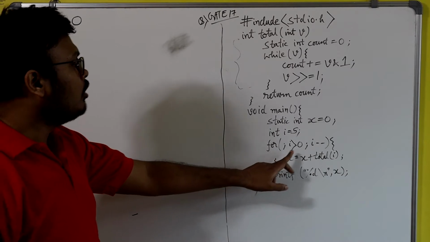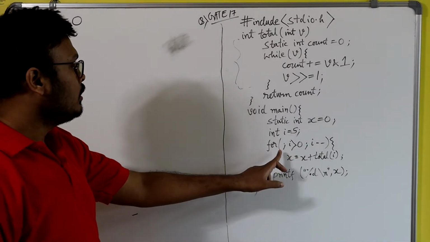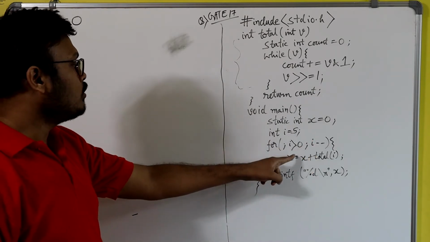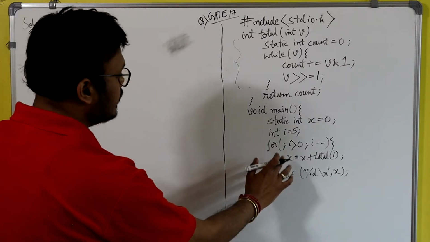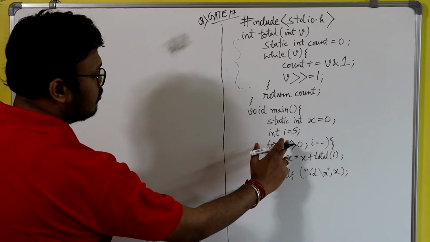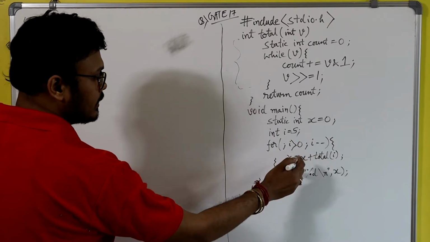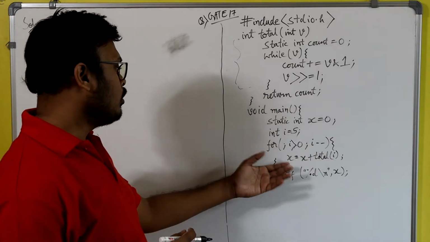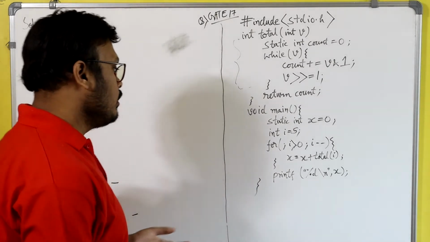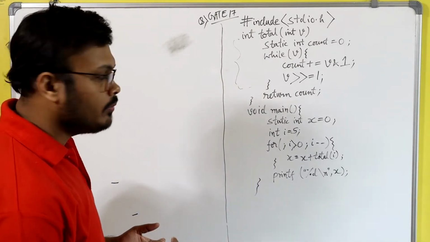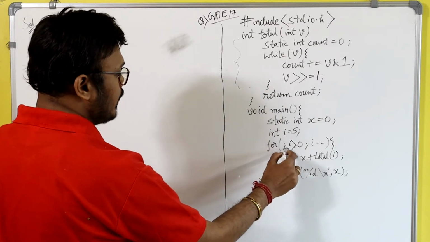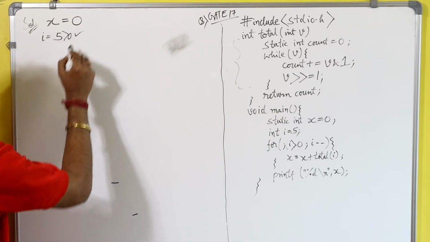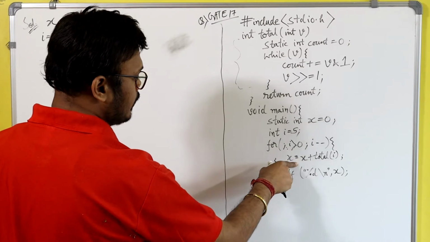After that you see a for loop: for i greater than 0, i minus minus. So for i is equal to 5, we will check like this: 5 greater than 0, yes. I am expecting that you know the logic of the for loop, so I am not explaining it much. So for i equal to 5, i greater than 0 means 5 greater than 0. Yes, 5 is greater than 0, so let's come inside the loop.